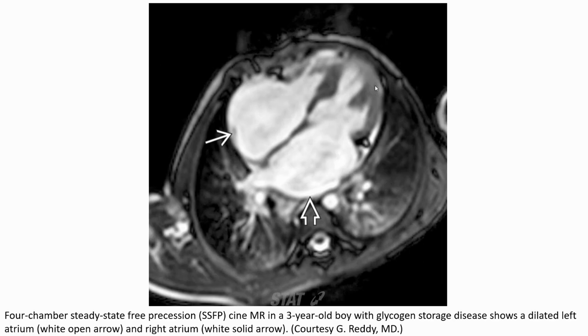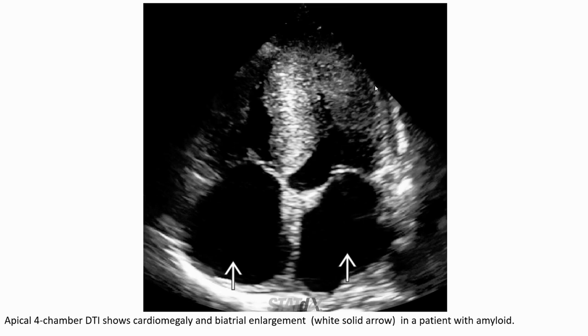This is a four-chamber steady state free precession image in a 3 year old boy with Gaucher disease, showing the right atrium enlarged. This is a four-chamber DTI, showing cardiomegaly and biatrial enlargement in a patient with amyloid.